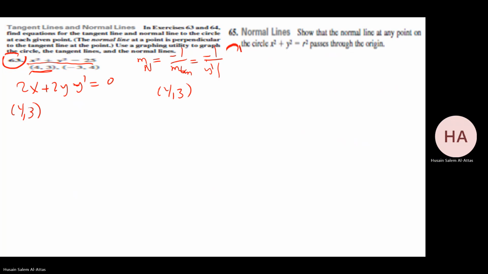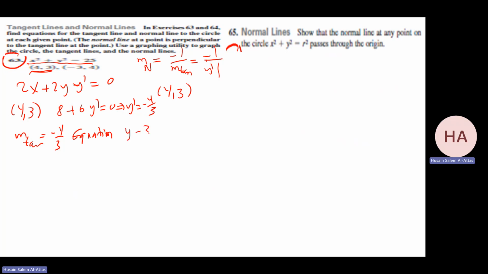What I have is 8 plus 6y prime equals 0, so y prime equals minus 4 over 3. The tangent slope m is minus 4 over 3. The equation is y minus 3 equals minus 4 over 3 times x minus 4. Multiply by 3: I have 3y minus 9 equals minus 4x plus 16. So I have 3y plus 4x minus 25 equals 0. This is the equation for the tangent line.